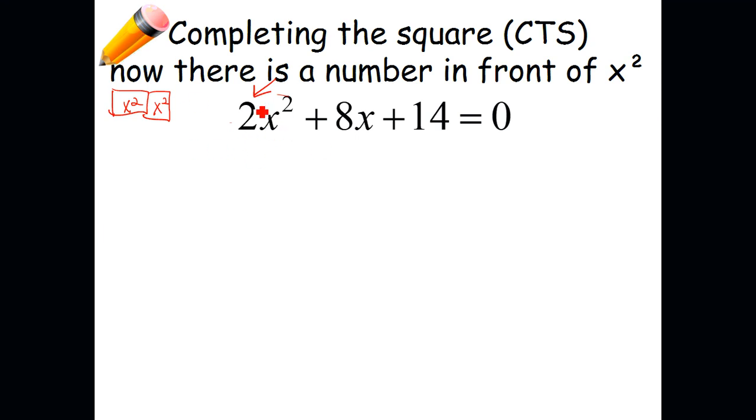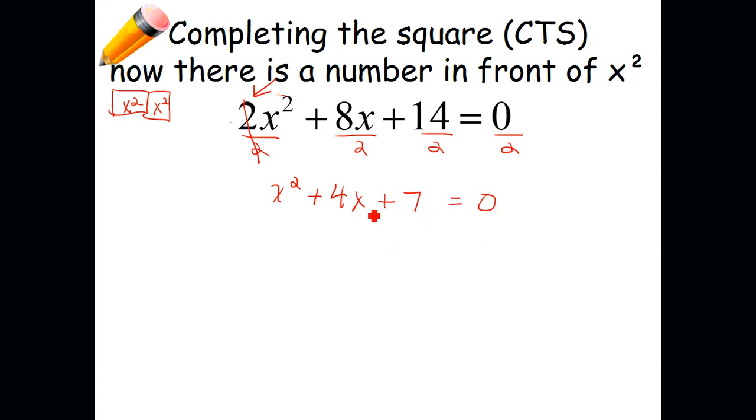So I need to make sure that I have 1x squared on every single problem. And that means before I even start doing anything, I need to divide everything by 2 to make that happen. So 2x squared is now x squared. 8x is now 4x. 14 is now 7. And here I have still 0.